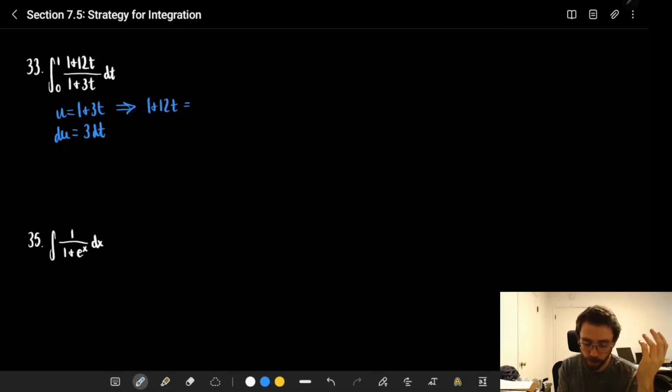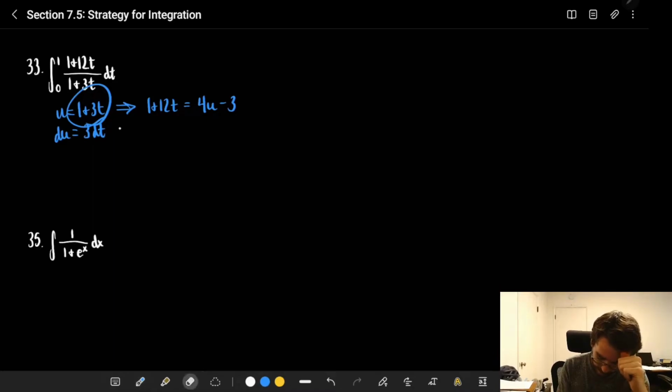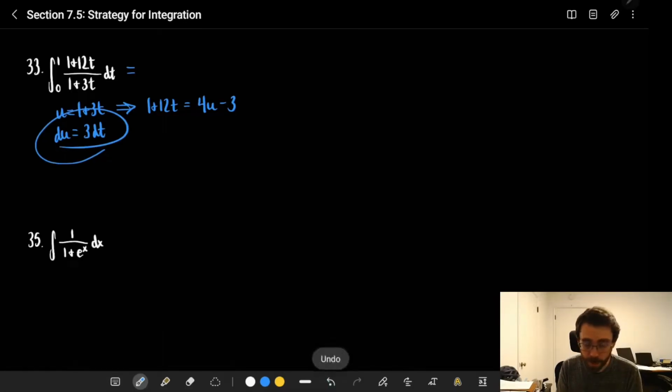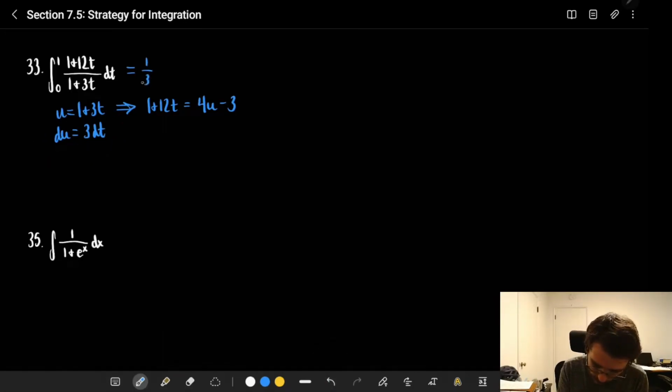I guess the other way to get a 12t from a 3t is multiply by 4. So that's 4u. Except 4u is actually 4 plus 12t, so subtract 3. Huh. Okay. Check that that's right. You know, plug back in for u and see that it's a correct statement, but it looks correct to me. Yeah, that's good enough. So we balance out the 3 here with a 1/3.